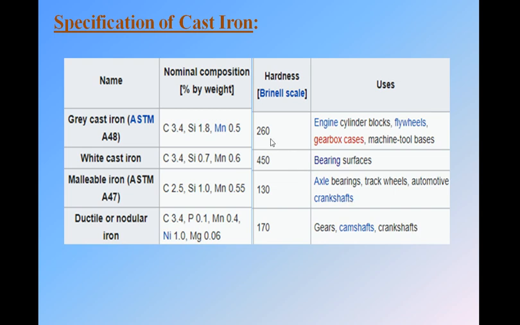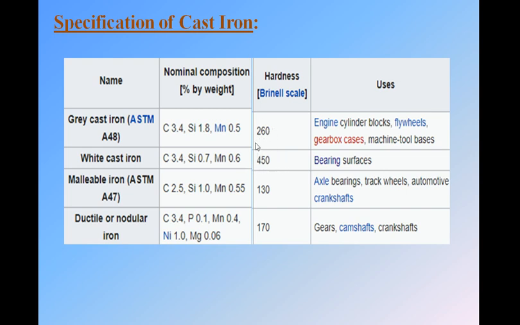Just remember the BHN numbers. These are always asked in the exam. Which is having the higher Brinell hardness number? It is the harder one. So you can see the white cast iron is the harder one because it has the higher Brinell hardness number, that is 450 BHN.